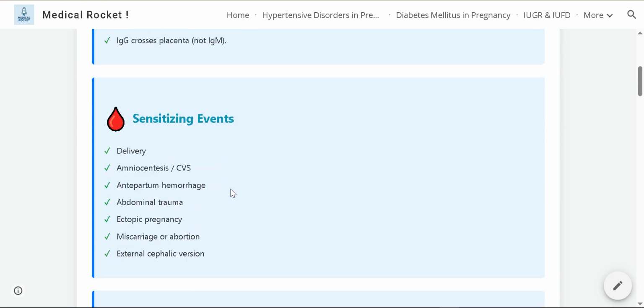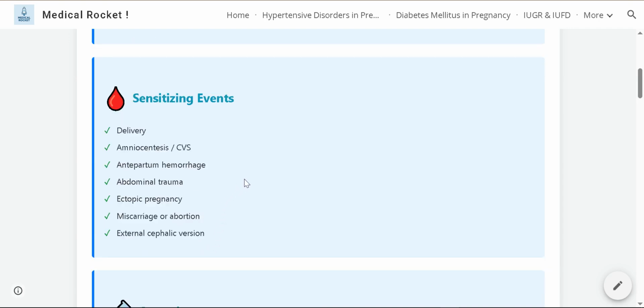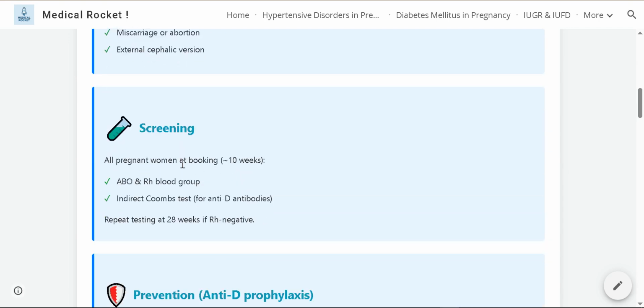These include delivery, amniocentesis or chorionic villus sampling, antepartum hemorrhage, abdominal trauma, ectopic pregnancy, miscarriage or abortion, and external cephalic version. Let's talk about screening. All pregnant women should be screened at their booking visit, around 10 weeks of gestation. This includes determining the ABO and Rh blood group, performing an indirect Coombs test to check for anti-D antibodies. If the mother is Rh negative, repeat testing at 28 weeks to monitor for sensitization.